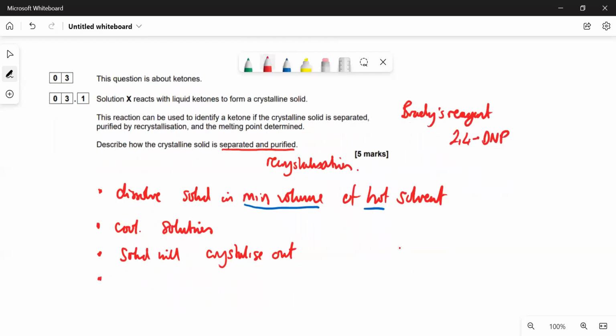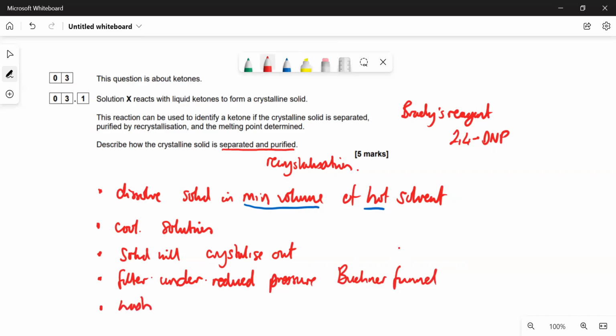Well, you filter it with a vacuum filter under reduced pressure. Probably worthwhile mentioning that it will be in a Buchner funnel. And then finally, before you dry it, you should wash those crystals to remove soluble impurities. Wash with a small amount of cold solvent. And then you should leave it to dry. That is the complete recrystallization method. It doesn't actually ask you to explain it, just say how you do it. So all those bullet points would get you 5 marks.